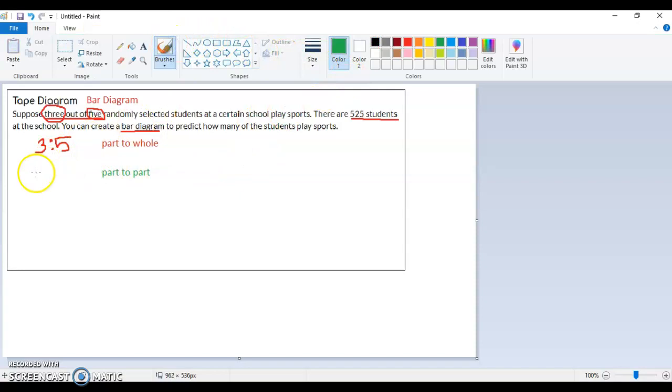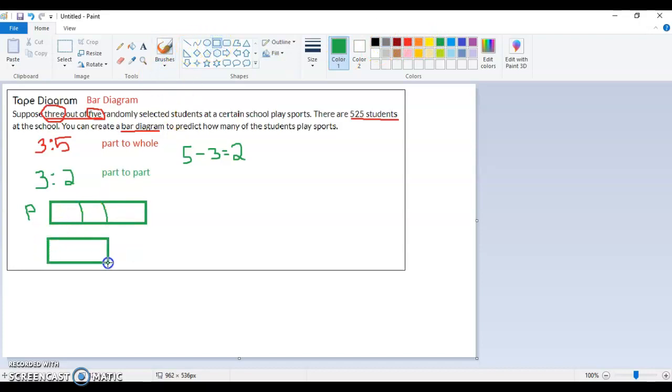So let's take a look. The 3 is already a part. So what's the other part? Well, the total was 5 minus the 3 we already have, we're going to get 2. So 2 is the other part. And that's what we're going to go ahead and draw. I'm going to put some labels on these in just a second. The 3 represented the kids that play, so I'm going to put P for play. And then I'm going to put an N for not play.